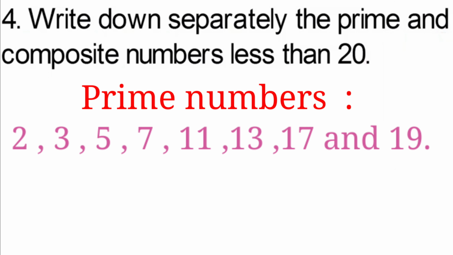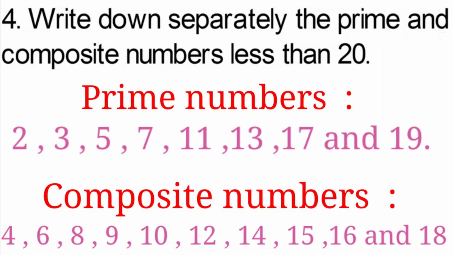So let's start. It's very simple. 1 is neither prime nor composite. So 2, 3, 5, 7, 11, 13, 17 and 19 are the prime numbers less than 20, and the rest of the numbers are the composite numbers, that is 4, 6, 8, 9, 10, 12, 14, 16 and 18 are the composite numbers.